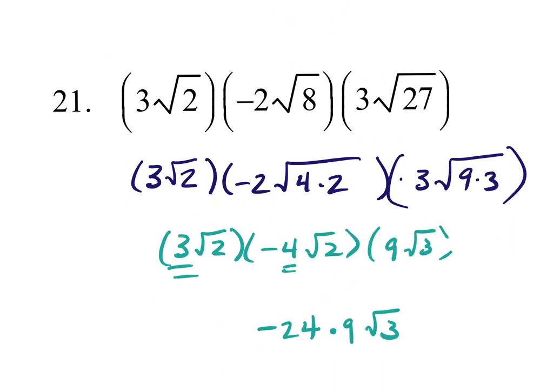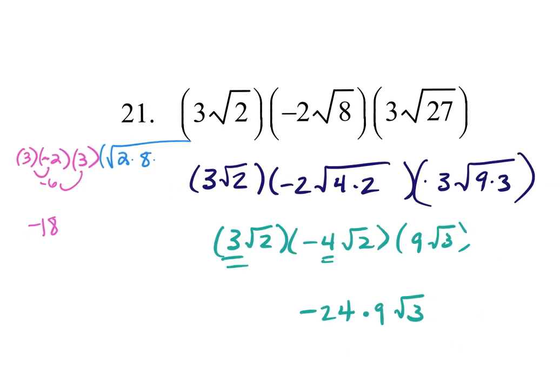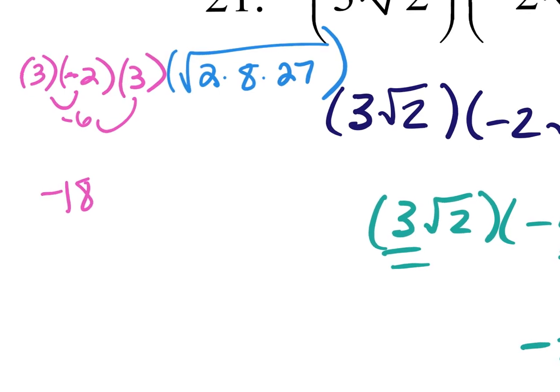Okay, 21. This is all multiplication. So even though there's a negative in there, that's not a sum or difference. This is all multiplication. So I would group together all the coefficients. I would group together 3, -2, and 3, and multiply those out. So this is -6 times 3, which is -18. And then I would group together all the radicals. So 2 times 8 times 27. 2 is already prime. 8 becomes 2 and 4, 2 and 2. 27 becomes 3 and 9, 3 and 3.